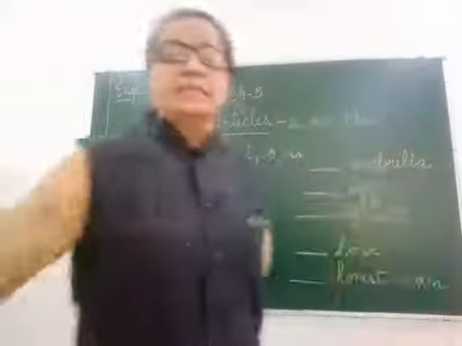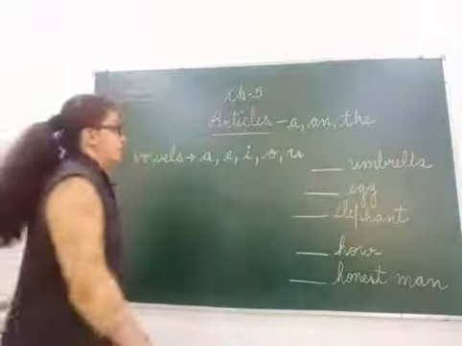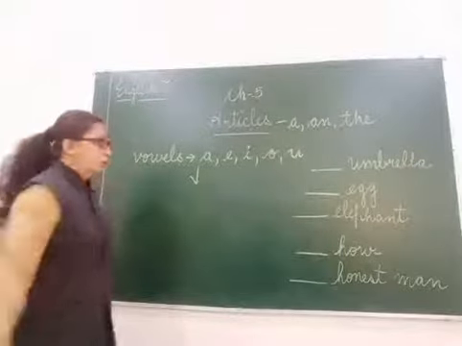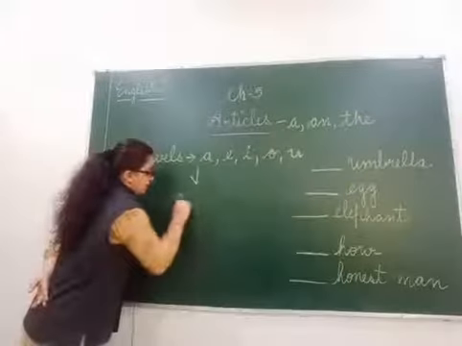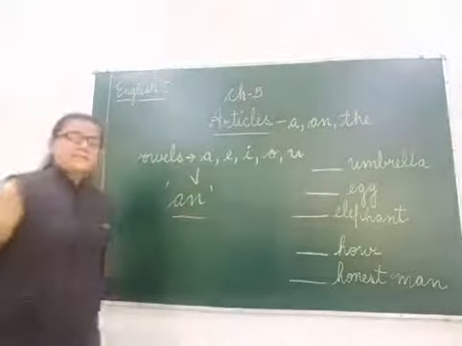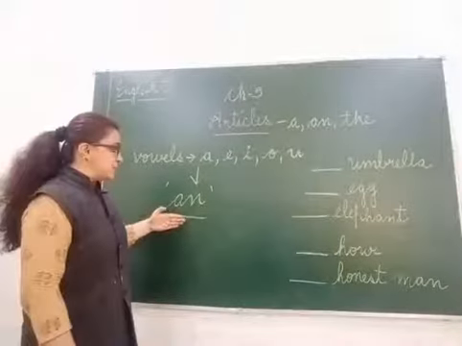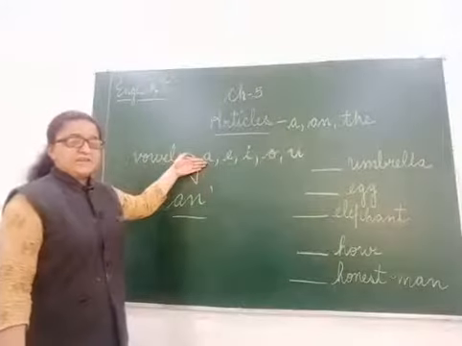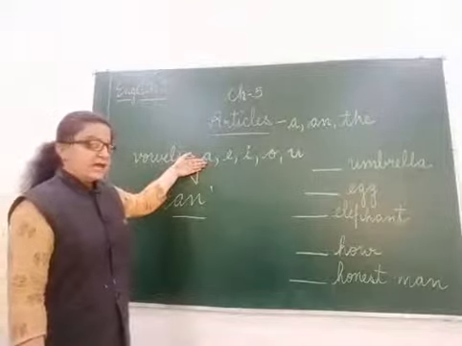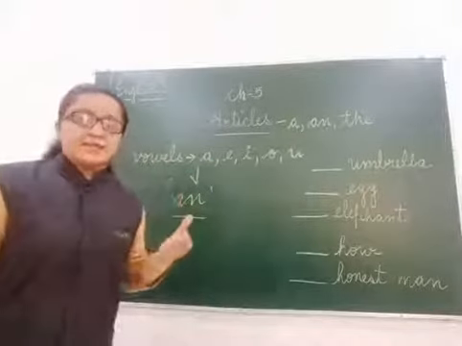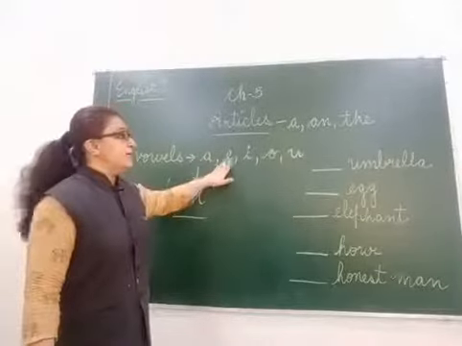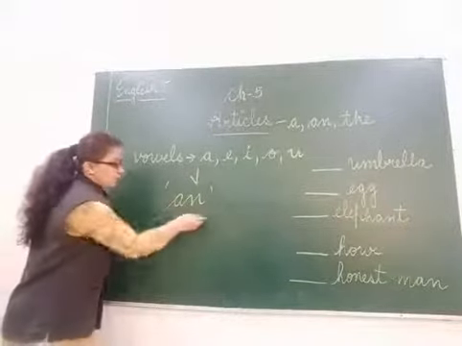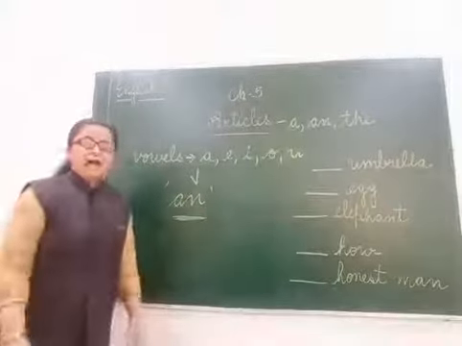Okay? So these vowels have a best friend. Do you all know who is the best friend of these vowels? They have a best friend and its name is an. An is the best friend of these 5 vowels. It means that whenever a word starts with A, E, I, O or U sound, then what you have to put before it? You have to put an before it.